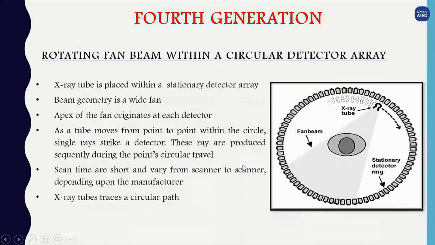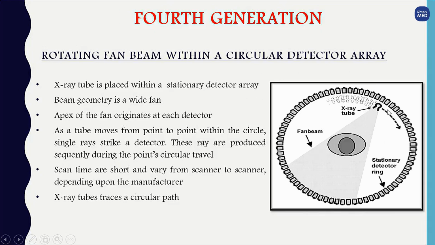I'll show you the image. First one, which is rotating fan beam within a circular detector array. So here the X-ray tube will be within a stationary detector array. This is your detector array. Inside that we will be having the X-ray tube. So beam geometry, we have a fan beam.